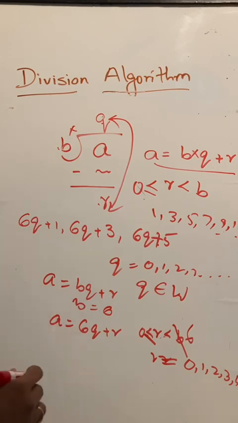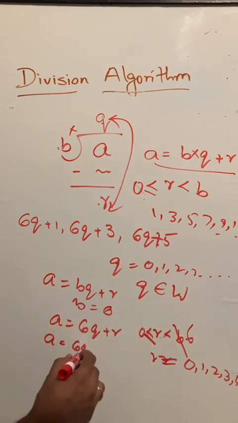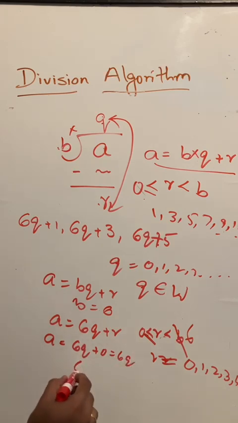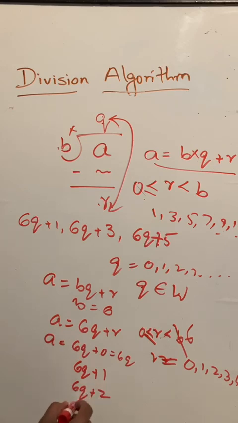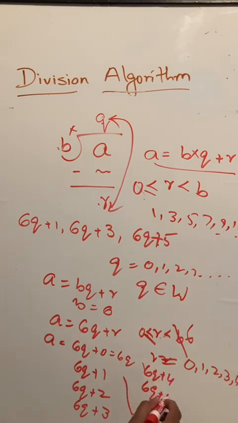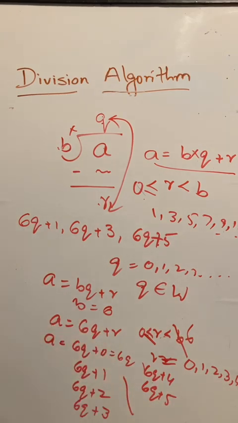So any positive integer A, how can we represent it? A equals 6q plus 0, that is 6q, or it could be 6q plus 1, or 6q plus 2, 6q plus 3, 6q plus 4 and 6q plus 5. Any integer can be written in the form of one of these. So let's see more about that.